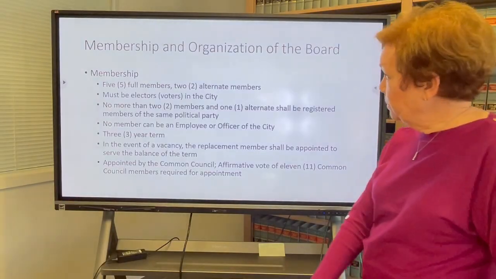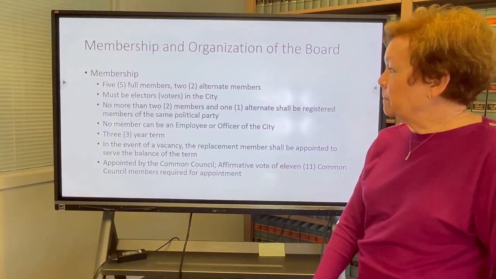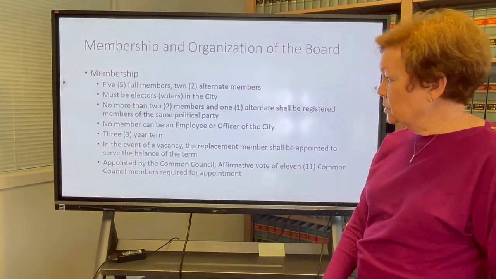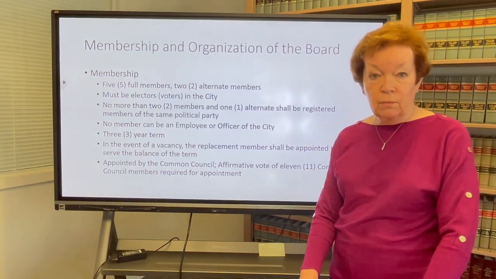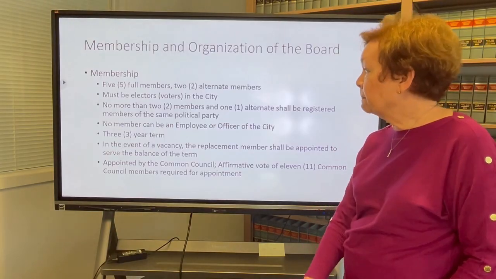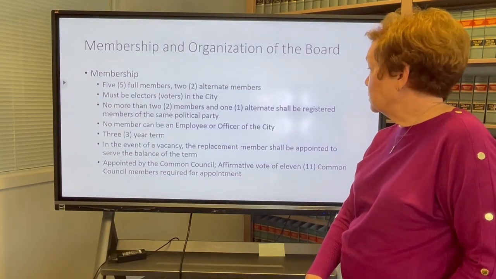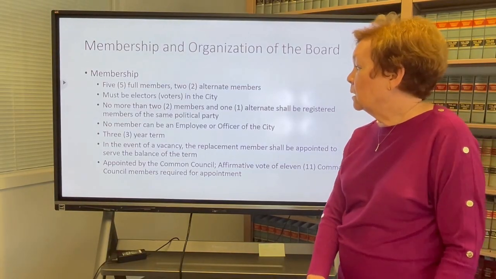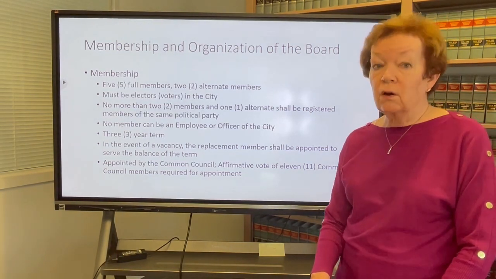As far as membership in the Board of Ethics, there are a total of 7 members. 5 of the members are full members, 2 are alternate members. All of the members must be voters in the city of Norwalk. No more than 2 members and 1 alternate shall be registered in the same political party. No member can be an employee or officer for the city.